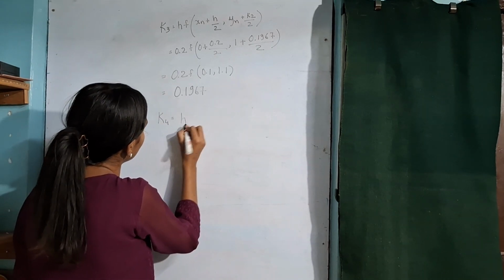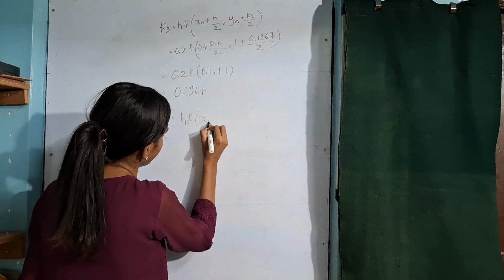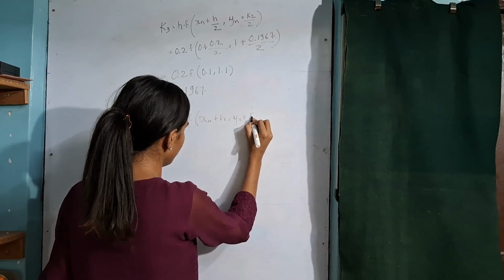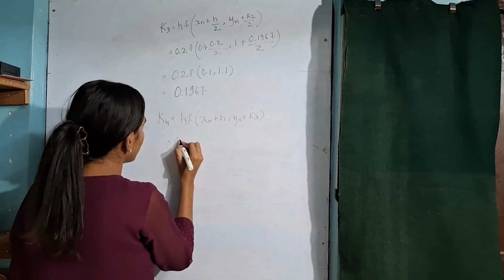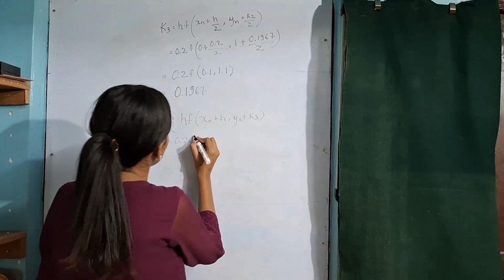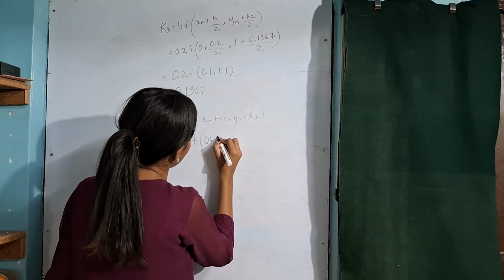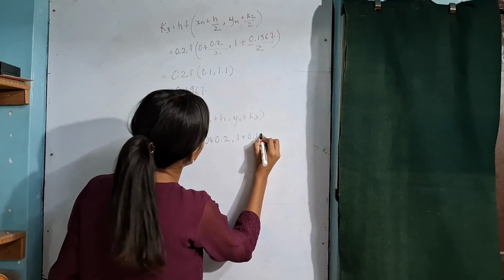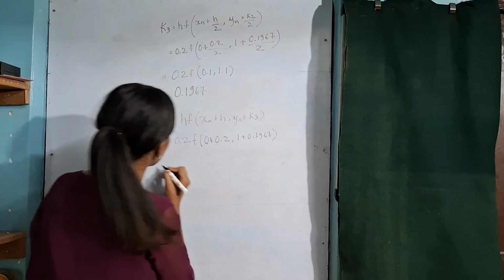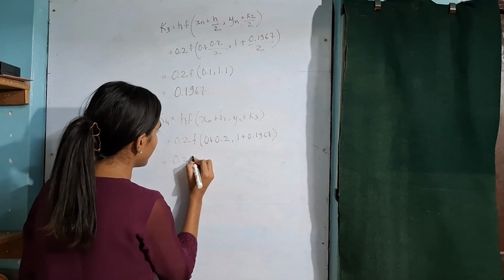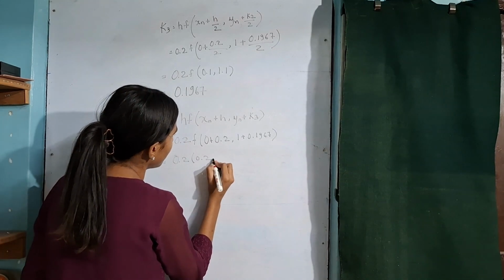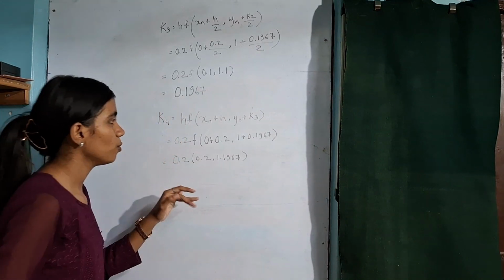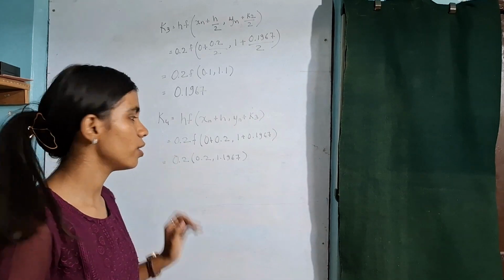What is the formula for K4? The formula is h of f of xn plus h comma yn plus K3. We know the value of h, it is 0.2. We know the value of xn is 0 plus h is again 0.2, comma yn is 1 plus K3, which is 0.1967. So again you need to simplify this. It becomes 0.2 itself, and this is going to become 1.1967. If you put these values into the calculator, you will get the value for K4.